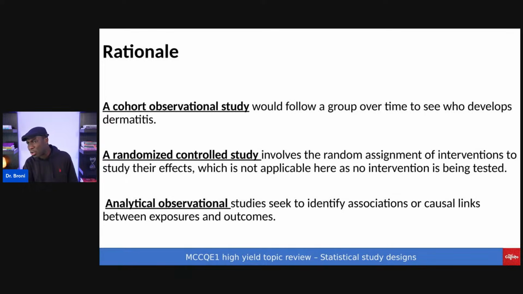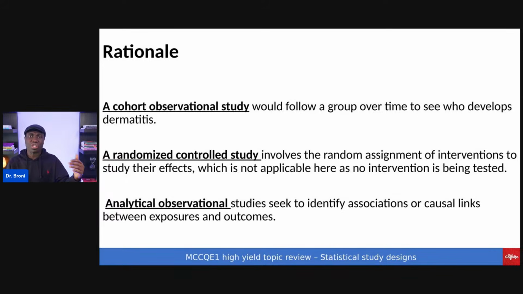And then what about a randomized control study? A randomized control study involves the random assignment of interventions to study their effects, which is not applicable here, as no intervention is being tested. And then an analytical observational study seeks to identify associations or causal links between exposures and outcomes.